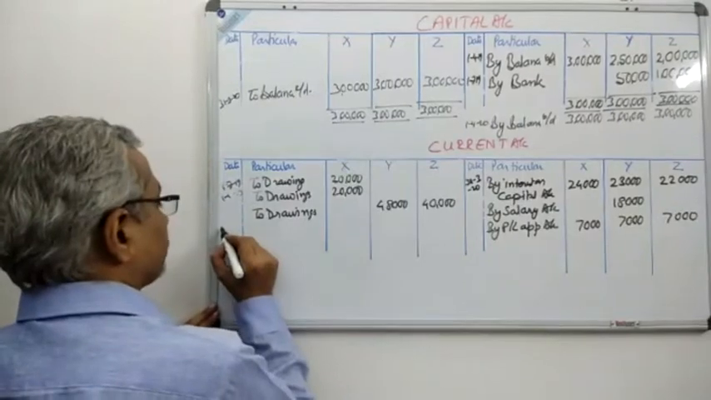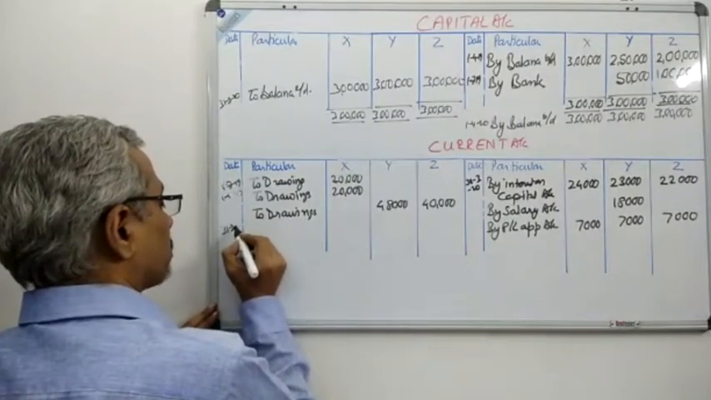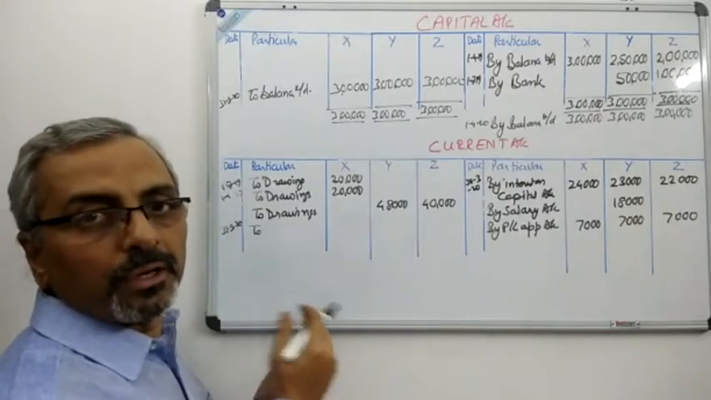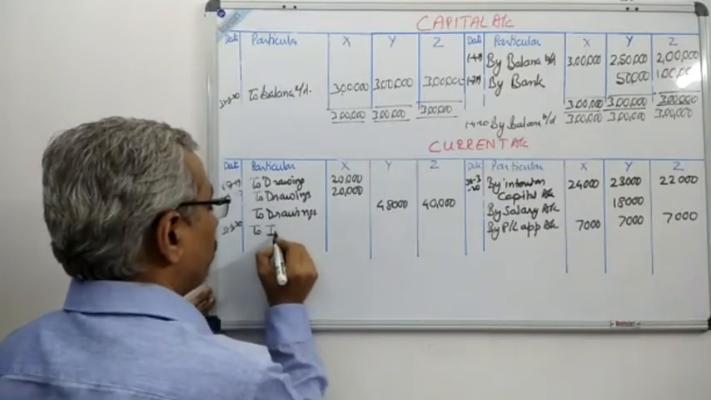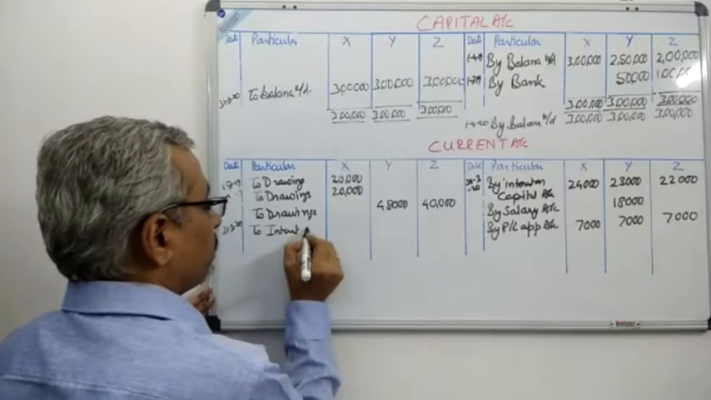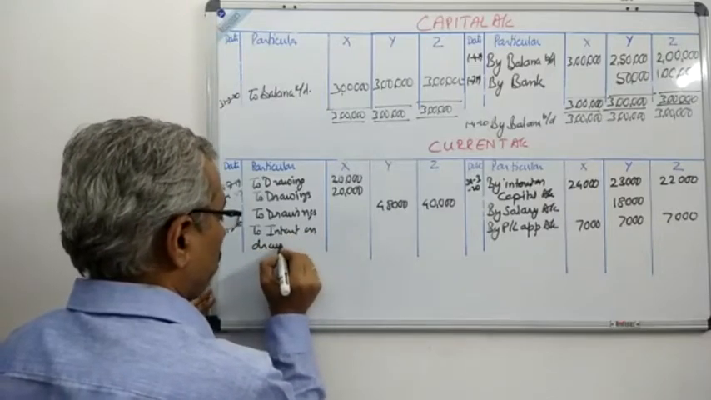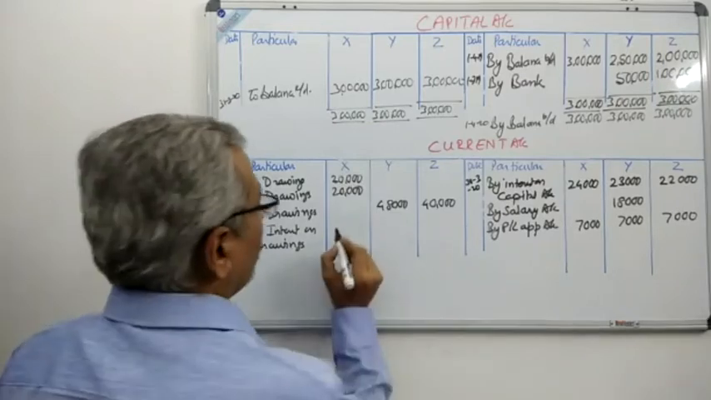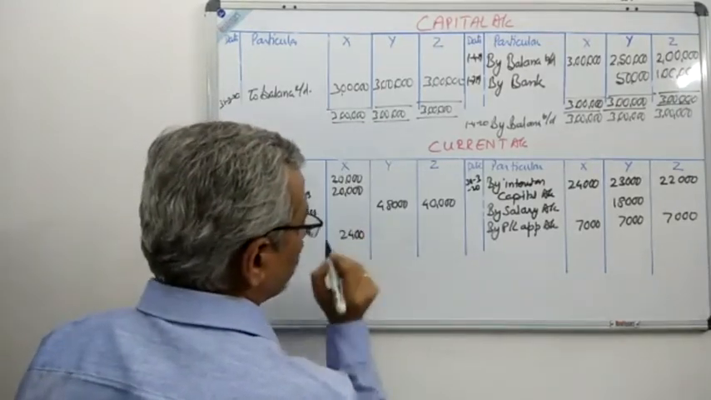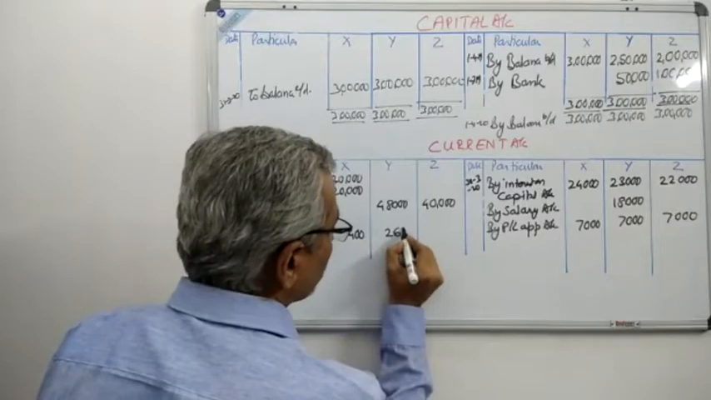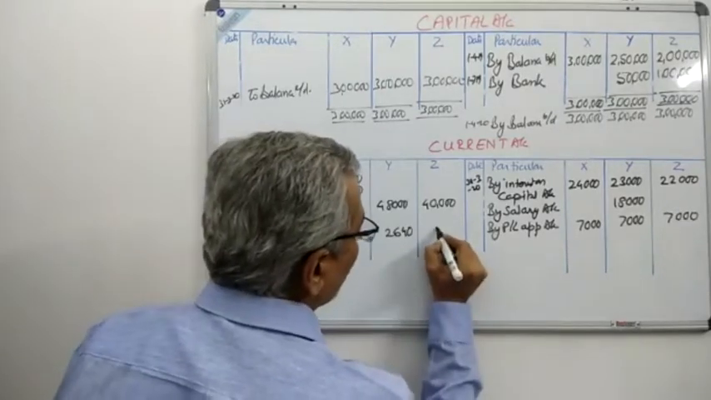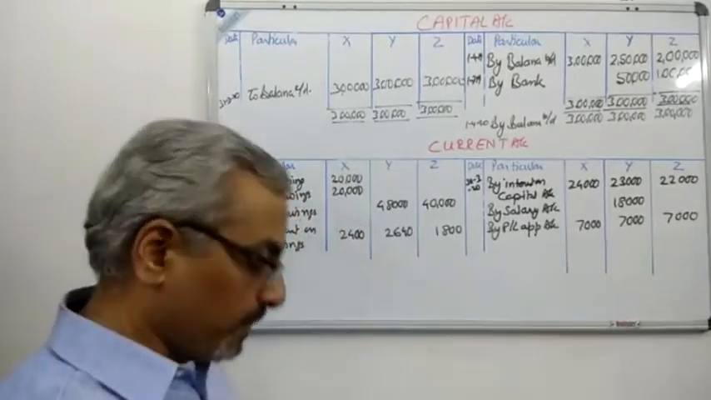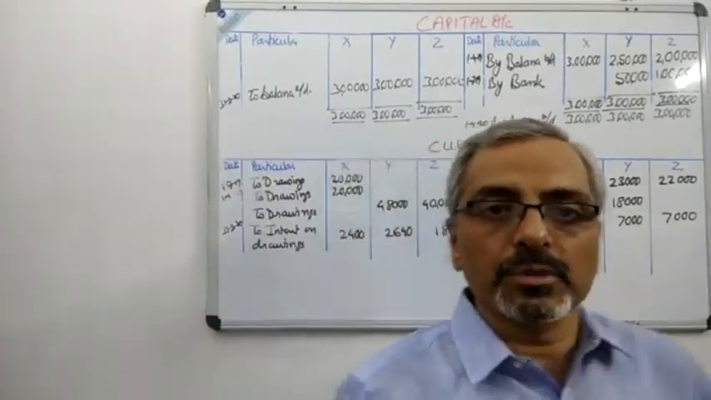Apart from that, on 31st March 2020, we have interest on drawings. If you remember, we had calculated 2,400 for the first partner, 2,640 for the second partner, and 1,800 for the third partner. So this basically is all the entries which we have posted.